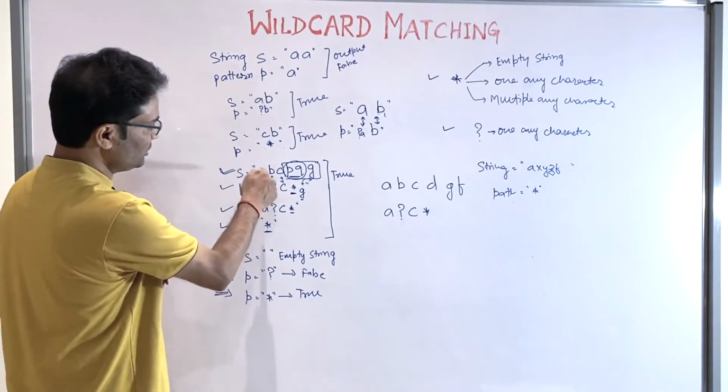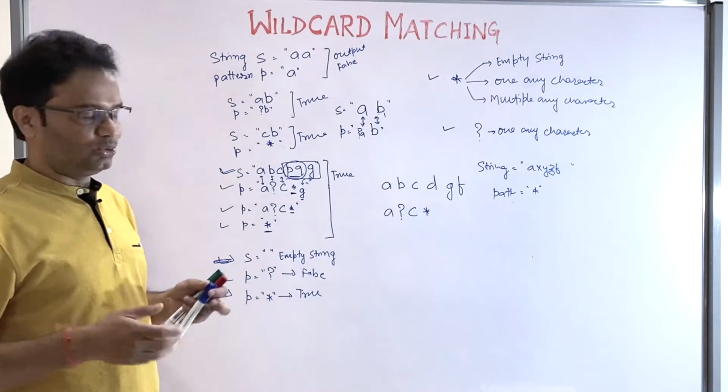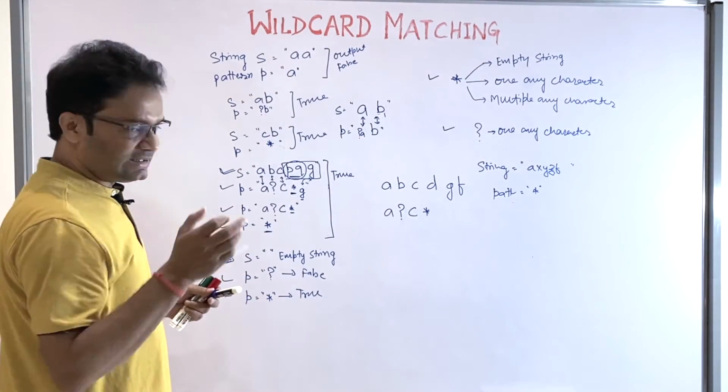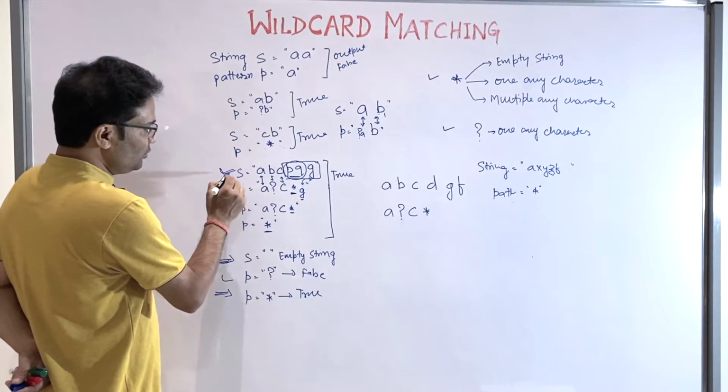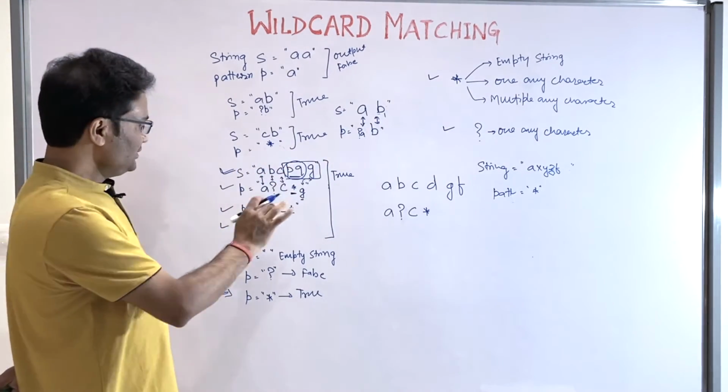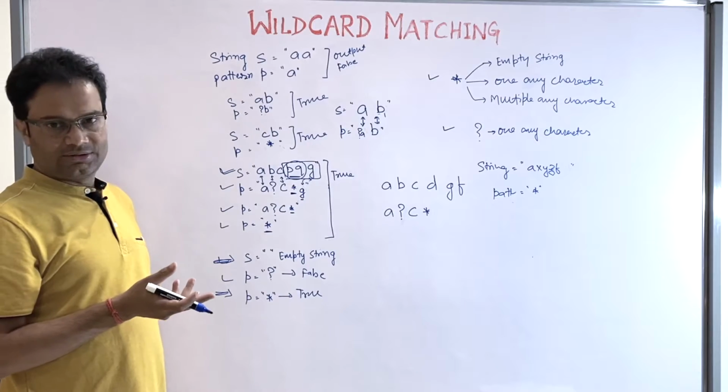Why can't you do one comparison and say I can do that? I am going to explain why it is complex. So if you see here, your string size could be anything and the pattern size could be anything, right?